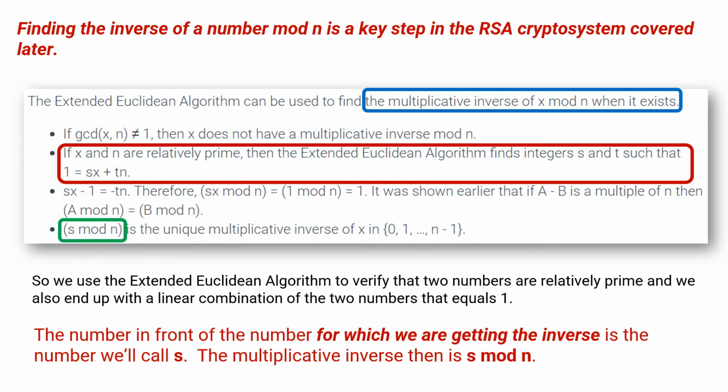So you're going to have this linear combination, and the question's going to be, which one is S and which one is T? And so here's where we're getting that information. We look to find the number in front of the number for which we're getting the inverse. So that's the X in this situation here. So the number in front of the X is what we're going to call S. And then the multiplicative inverse ends up being S mod n. Okay, so at this point, you still might be a little fuzzy, but we're going to go over an example next, and you'll see how we do it.